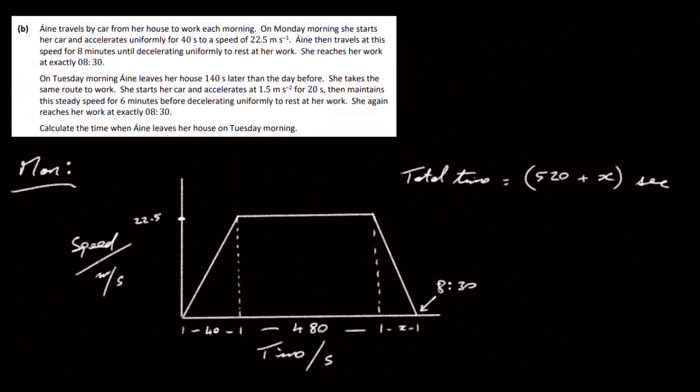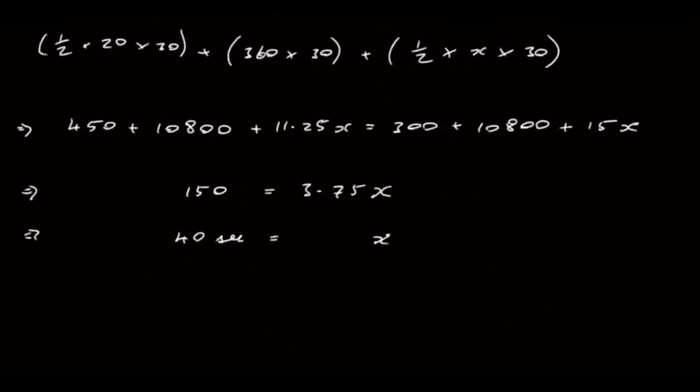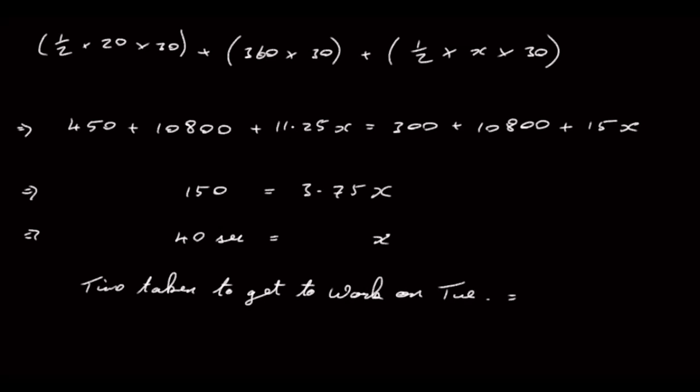So the question is, calculate the time when Anya leaves her house on Tuesday morning. So we know now the full time that it took her to go from home to work. So we add 360 plus 20 plus 40. So the total time taken to get to work on Tuesday then is 420 seconds, which is 7 minutes.